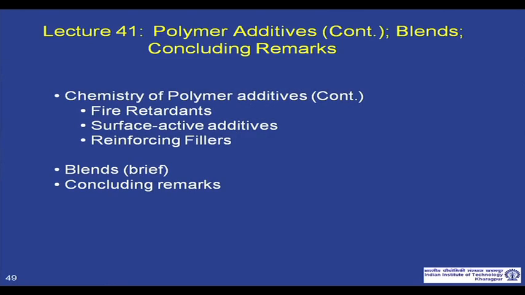Welcome back to this course in polymer chemistry, and this will be the last lecture for this course. In this lecture, we will basically complete our discussion on the chemistry of polymer additives. We'll talk about fire retardants, surface active additives and reinforcing fillers today, and then briefly talk about polymer blends, and then go to the concluding remarks about this course.